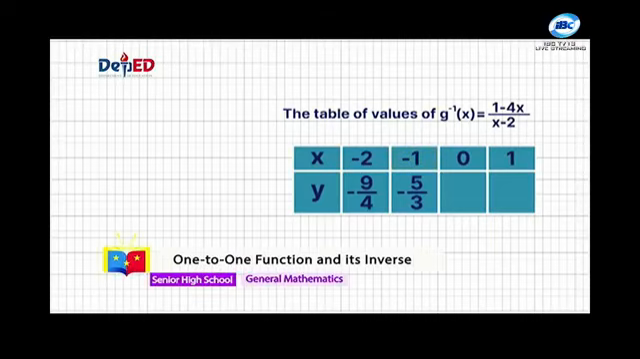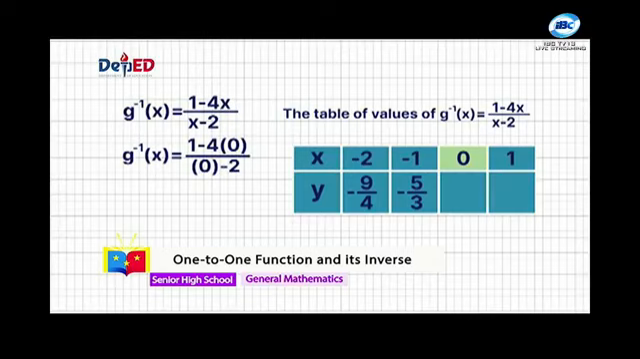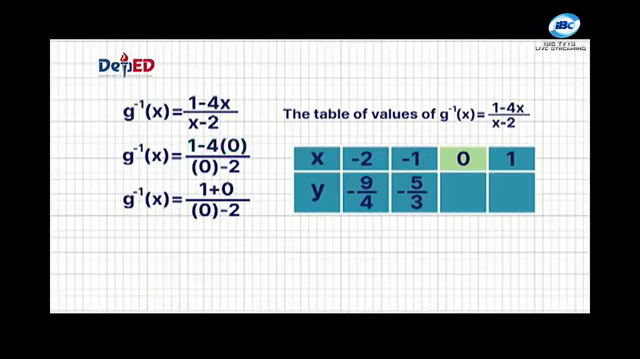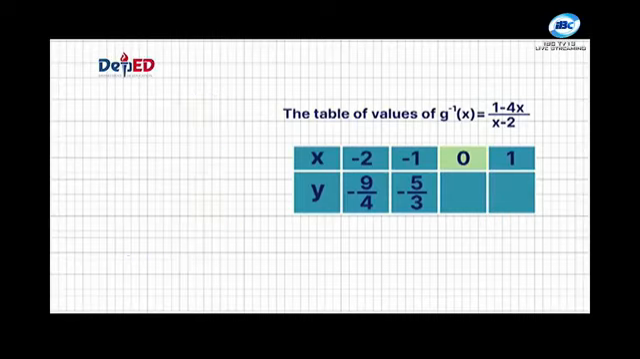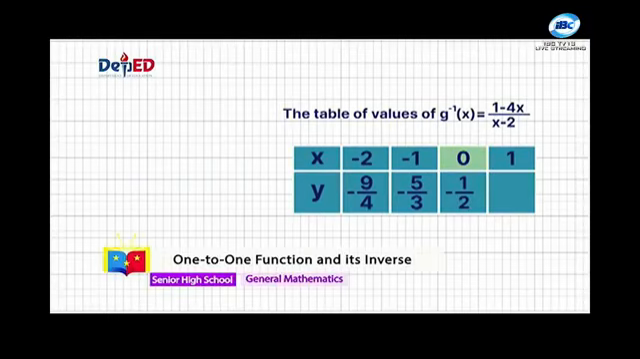Let us now have x equals 0. Now, the inverse of the function is equal to (1 minus 4 times 0) all over (0 minus 2). -4 times 0 is 0. 1 plus 0 is 1. And 0 minus 2 is -2. Thus, y is -1/2 when x is 0.